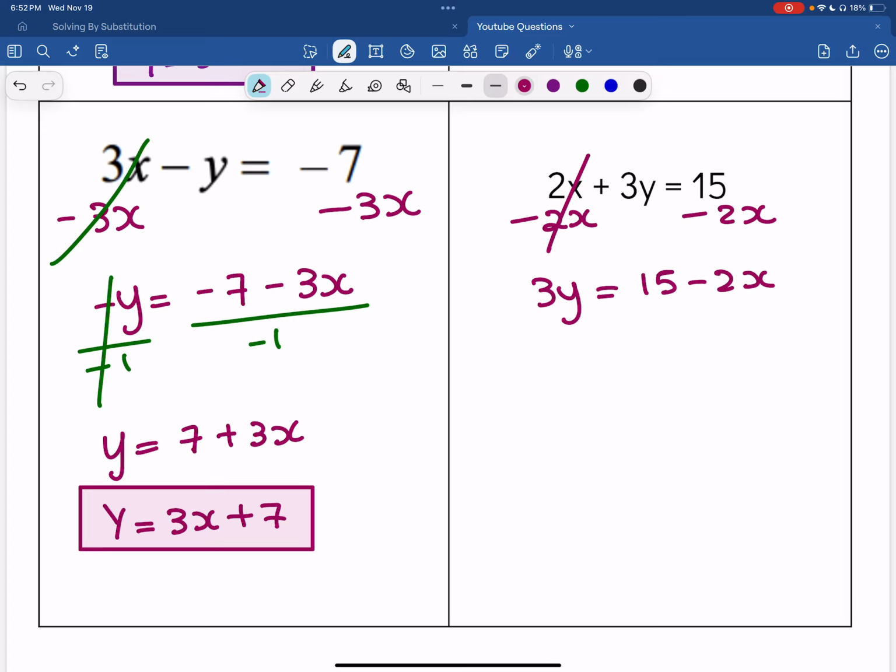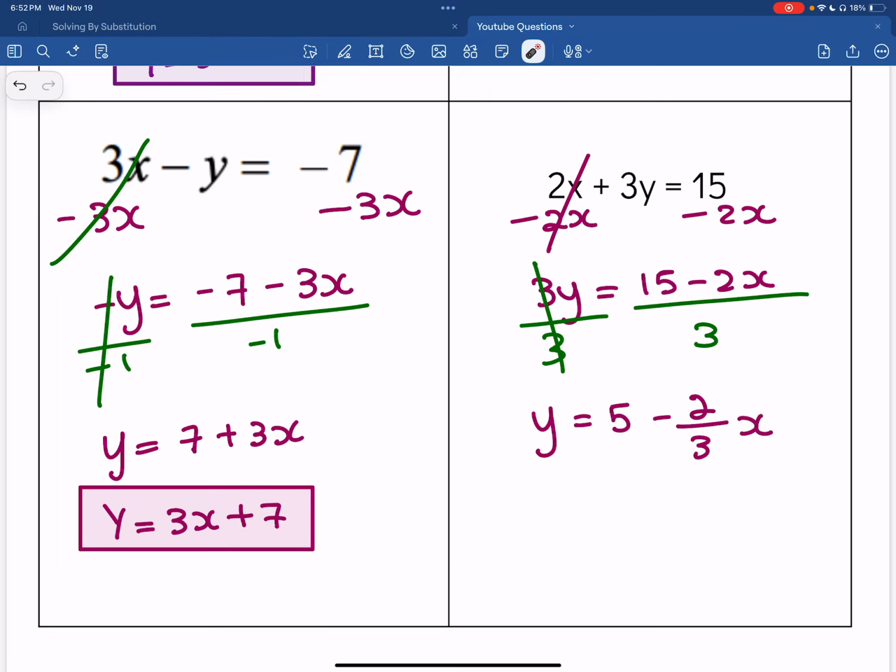Last step to get the y completely by itself, to solve for y, we're going to divide both sides by 3. That will cancel out, and we're left with y is equal to 5 minus 2 over 3x. So notice that we have -2x divided by 3 here, right? So we can do two things. We can leave this as a fractional slope, or we can convert it to a decimal, right?